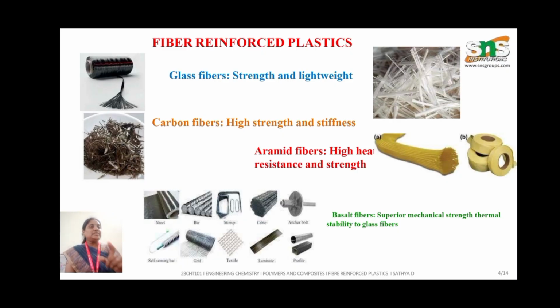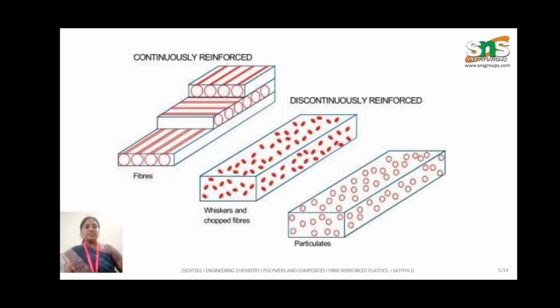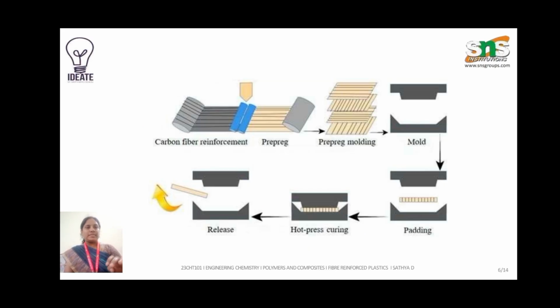Glass fiber gives strength and lightness, carbon fiber gives very high strength and stiffness, and aramid fibers give high impact resistance and toughness. The advantages are mainly lightweight and corrosion resistance. So these are the different types of fibers, including discontinuous reinforcement, and the different types of fiber reinforced plastics.